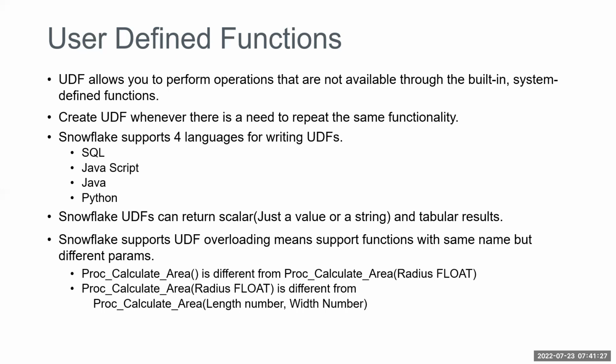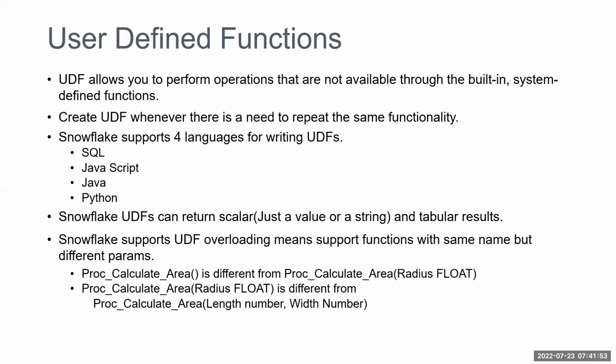Snowflake supports UDF overloading, meaning it supports functions with the same name but different parameters. If you have some idea of OOPS concepts, object-oriented programming, there is a concept called function overloading or method overloading. If you have heard about that, what is meant by overloading? You can use the same function in multiple ways.